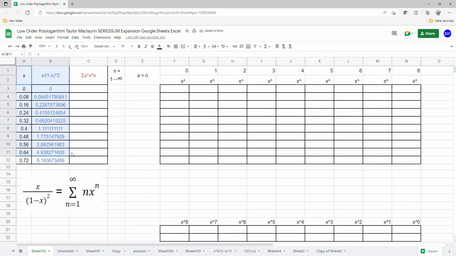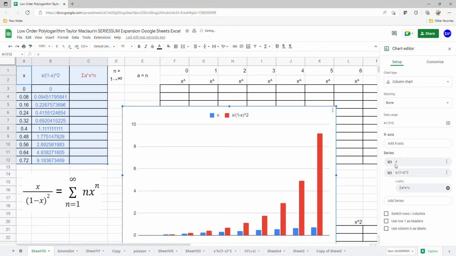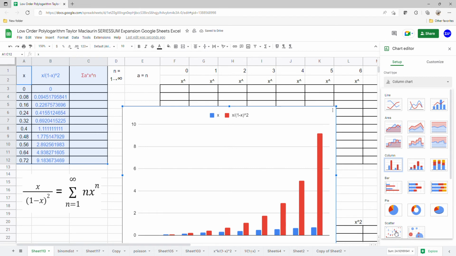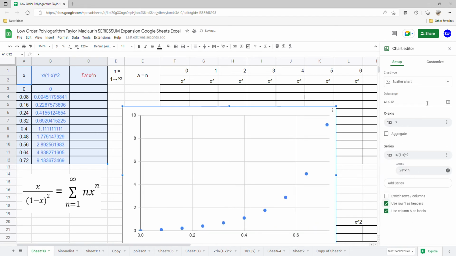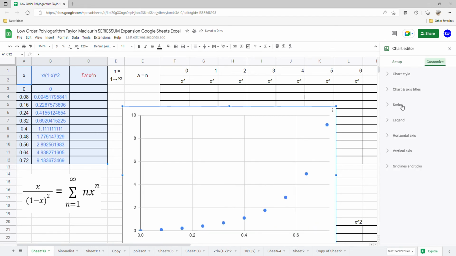And we'll chart this. Insert chart. And we use scatter chart. And show the trend line.